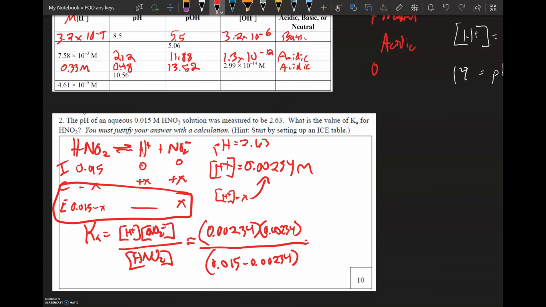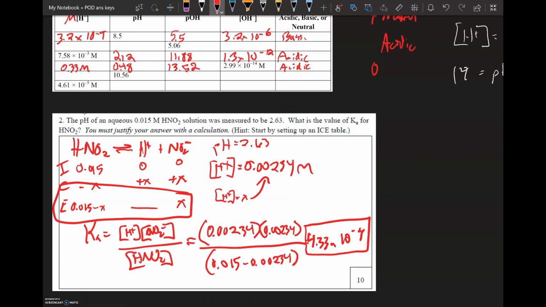So I'm going to do that right now. 0.015 minus 0.00234. So close that out. And what we end up with is a value of 4.33 times 10 to the negative 4 for our Ka. So the Ka for this acid is 4.33 times 10 to the negative 4.